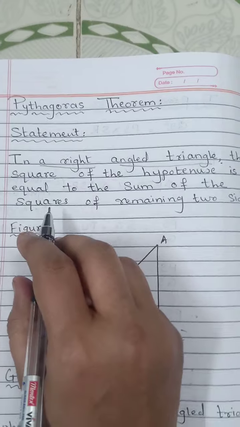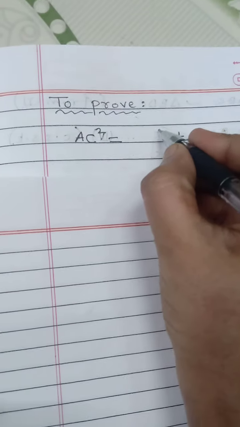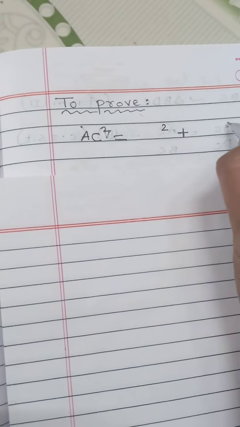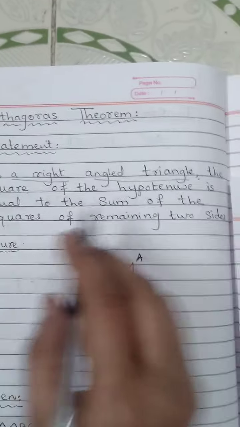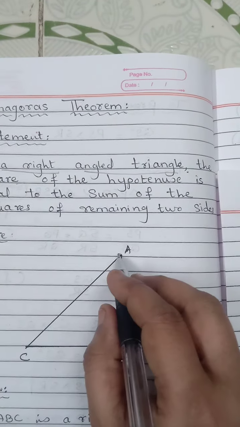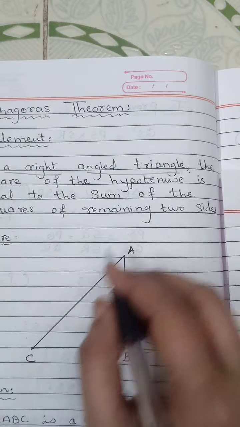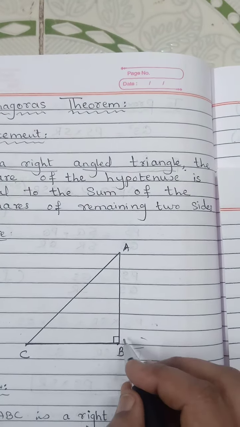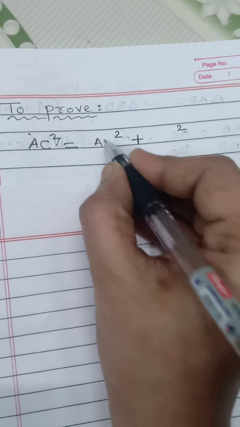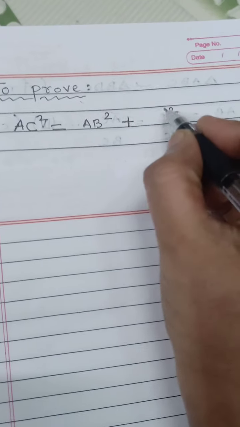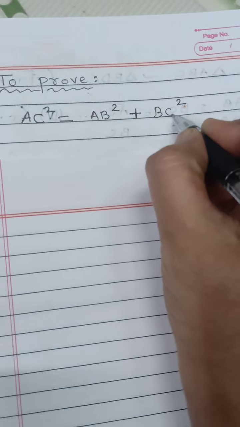Sum of the squares of. Squares of, that means we have to take the square here also. Of remaining two sides. Remaining two sides means only one side AC we have taken as a hypotenuse. So which two sides remain? Definitely side AB and side BC. So first we have to take one side AB and then the other side BC.